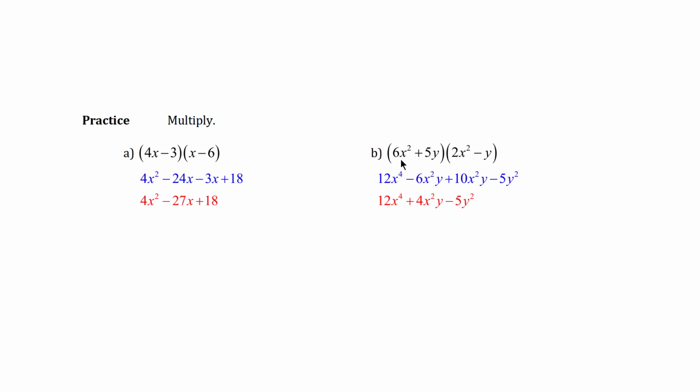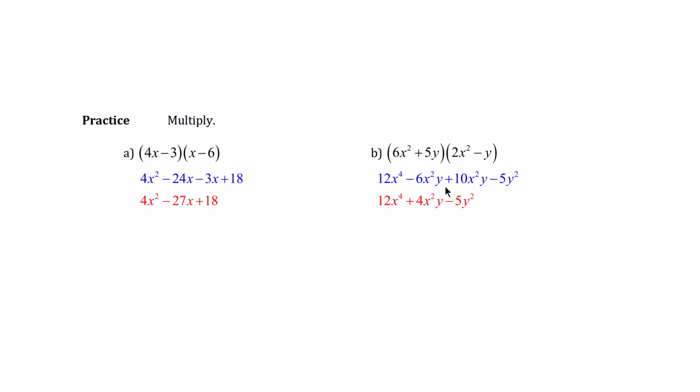Next, we multiply 6x squared with minus y to get negative 6x squared y. Now we multiply the 5y and the 2x squared to get 10x squared y. Finally, we multiply 5y and negative y to get negative 5y squared. The result is 12x to the fourth power minus 6x squared y plus 10x squared y minus 5y squared.